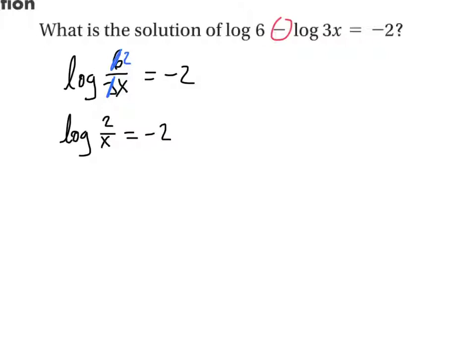Exponentiate. What are we going to use for our base? 10. Why 10? Because that's the base of our log right now. So 10 raised to that logarithm equals 10 raised to the negative 2. The 10 and the log go away, leaving us with 2 over x. And what's 10 to the negative 2 power? 1 over 100.